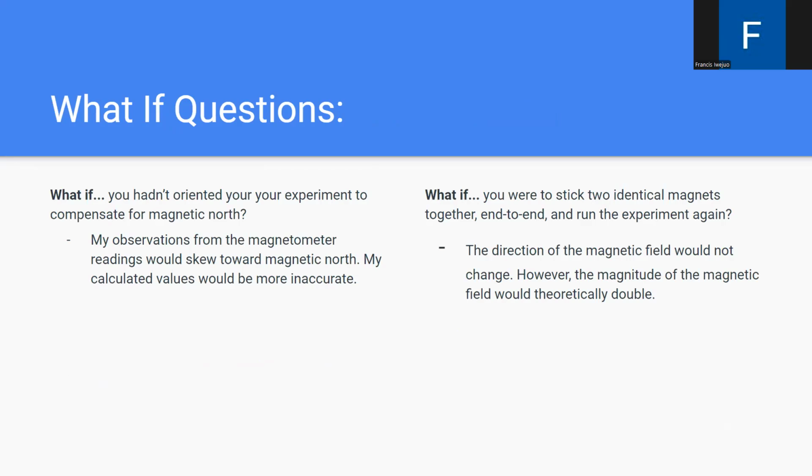And what if you were to stick two identical magnets together end to end and run the experiment again? In this case, the direction of the magnetic field would not change. However, the magnitude of the magnetic field would theoretically double.